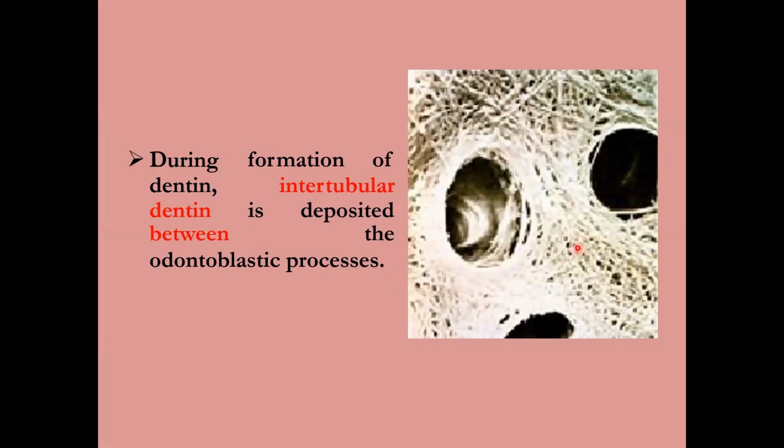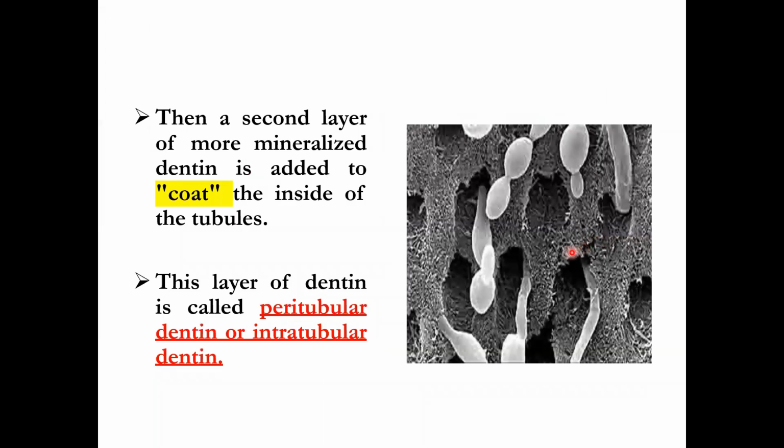This is the electron microscopic image of the odontoblastic process which is present within the dentinal tubule. During formation of dentin, the dentin is deposited between the odontoblastic process, and that dentin is called intertubular dentin because it is between the two tubules. Another coat of dentin is formed at the periphery of these odontoblastic process, or you can say within the dentinal tubules. So it is called intratubular dentin or peritubular dentin.